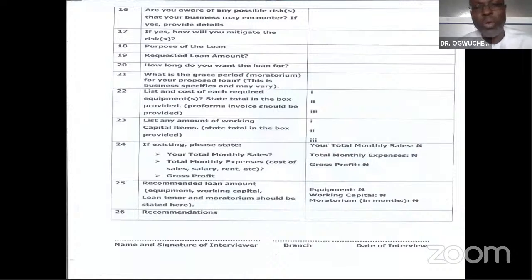Okay, then purpose of the loan. Remember we say if it's a startup, you indicate that it's for startup. If it's an existing loan, it's for expansion. Requested amount, then you indicate the amount you have requested. How long will you want the loan? You indicate, is it 5 years? Is it a maximum of 7 years? What is the grace period or moratorium?